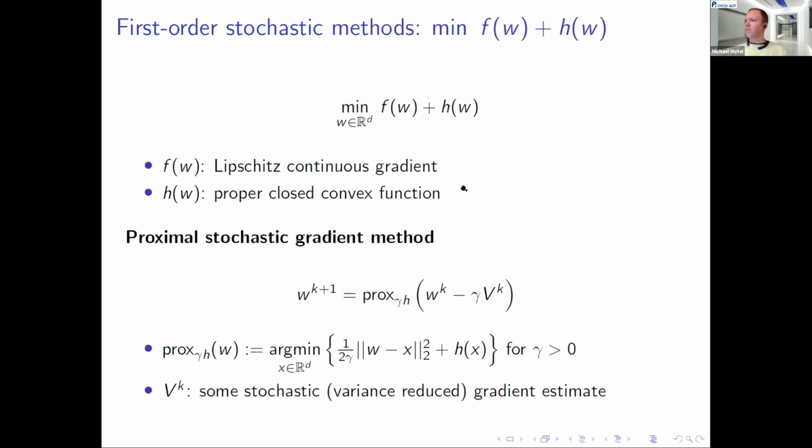Okay, so now we're moving on to F plus H. F has a Lipschitz continuous gradient, and H is convex. So this is a very classic model, and lots of research has been done on this. Probably the most popular method is the proximal stochastic gradient method. In this setting, inside these brackets here, V is just the gradient of this stochastic function. So we're doing an SGD step.